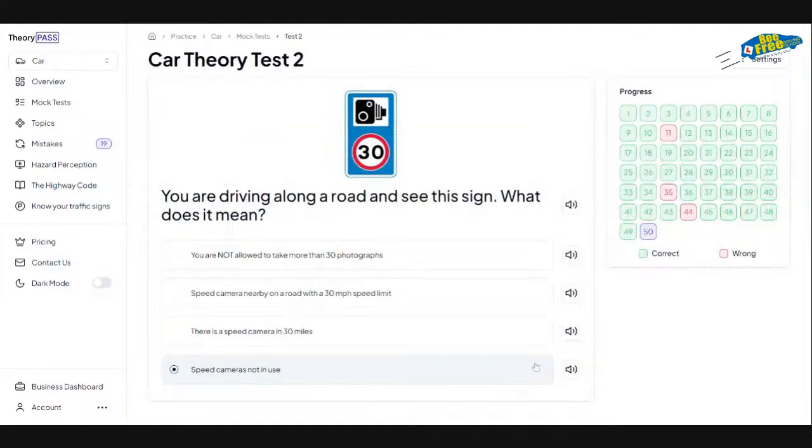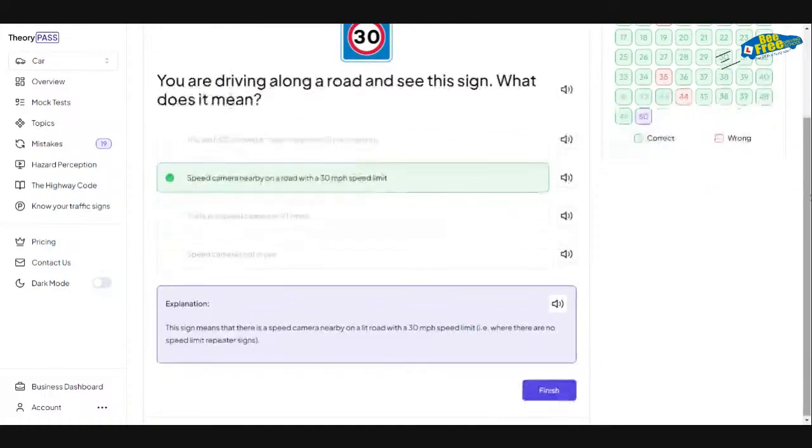Okay, I think this is the last question. Question 50. You are driving along a road and see this sign. What does it mean? You are not allowed to take more than 30 photographs. Speed camera nearby on a road with a 30 miles per hour speed limit. There is a speed camera in 30 miles. Speed cameras not in use. Okay, so hopefully we recognize that that top sign is a speed camera and the bottom sign is the speed limit. You mustn't go faster than 30 miles an hour. So the one that ties in with that is this one: speed camera nearby on a road with 30 miles per hour speed limit. Yep, that's the correct answer.